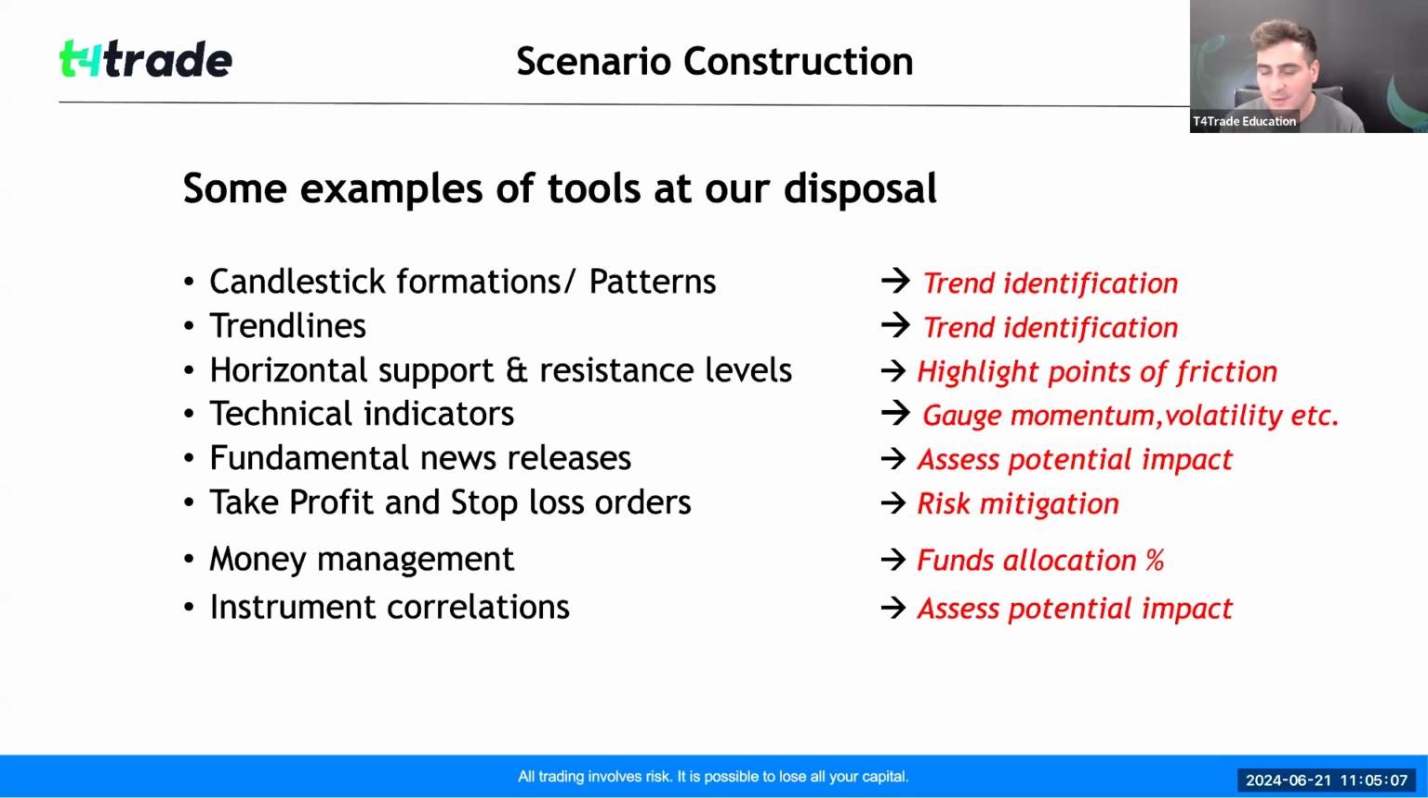So again, unwritten rule, 10 or 15% of your portfolio at each and every trade. It's the status quo or the most basic or default way of going at things. Okay. So lastly, instrument correlations.